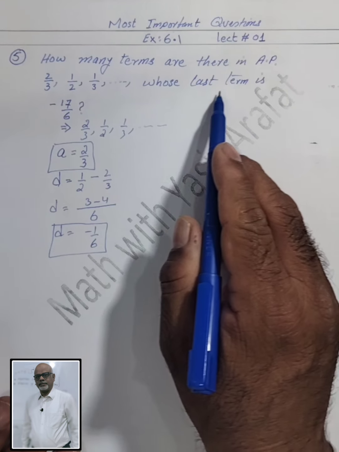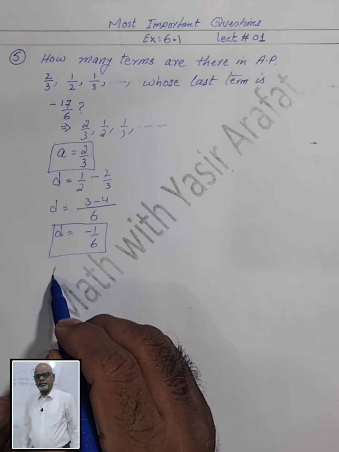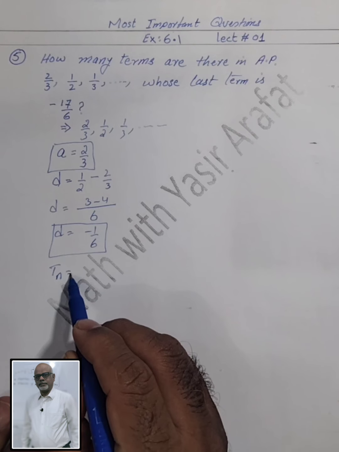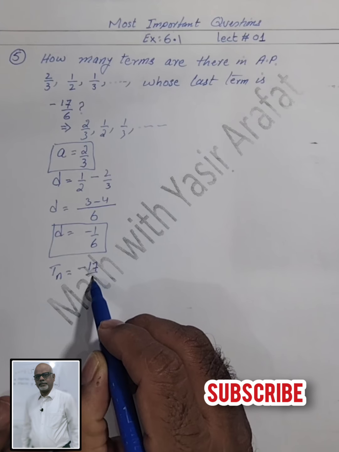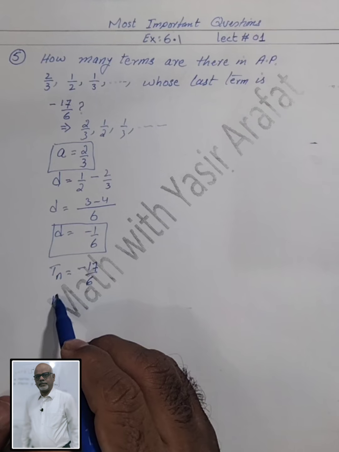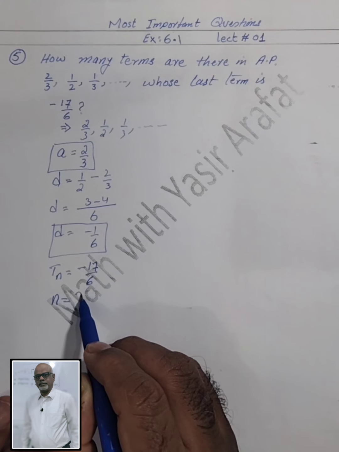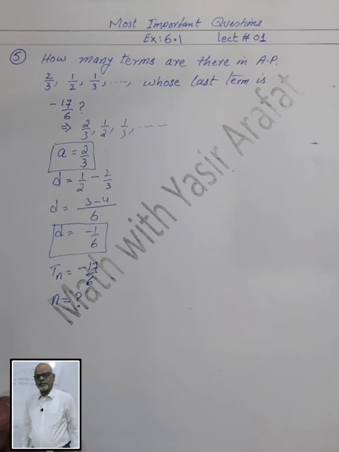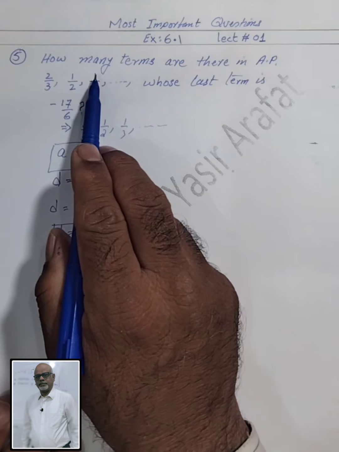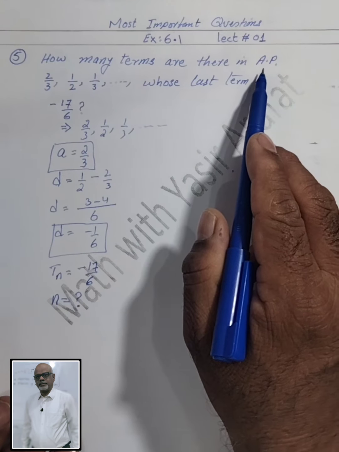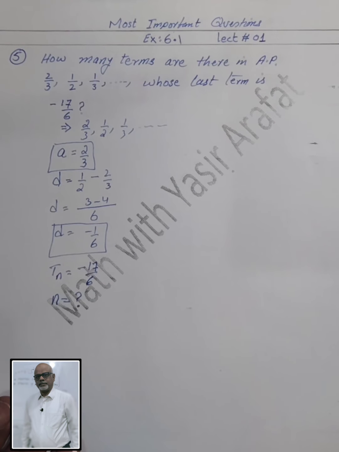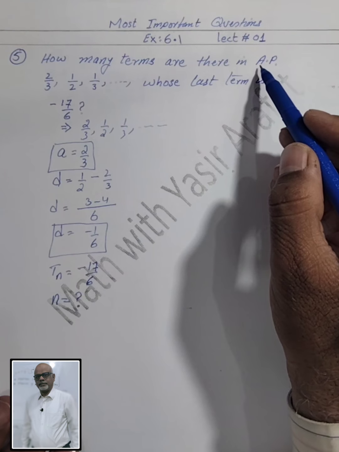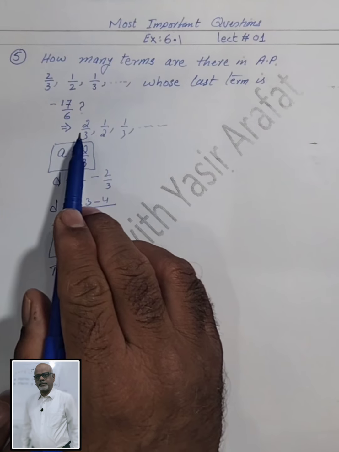And whose the last term is this, and we have discussed the last term or the general term, it is represented by Tn, it is equals to minus 17 over 6. Question says how many terms are there, that means we have to find out n in this situation here. Now come to the question again here, how many terms are there in AP? AP is given whose last term is minus 17 upon 6. AP stands for arithmetic progression.